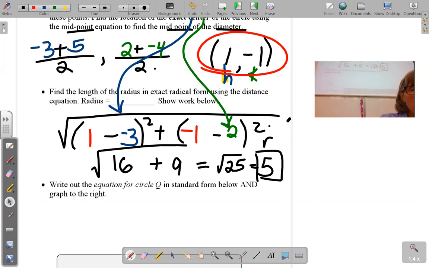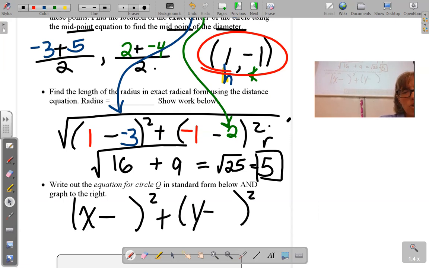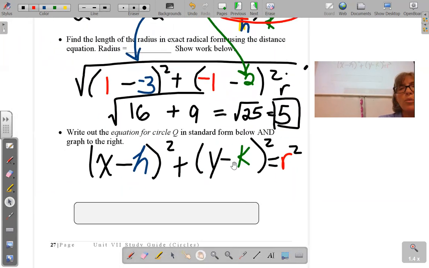So I'm going to write my equation of a circle: x minus h squared, plus y minus k squared, equals radius squared. Let me color code it for you: h, k, radius. I want you guys to write down the equation of a circle, and we'll have just enough time.